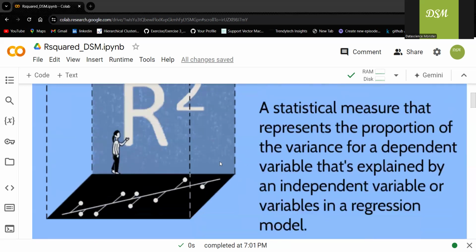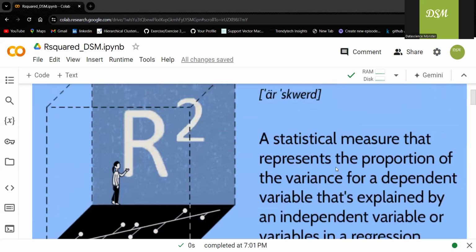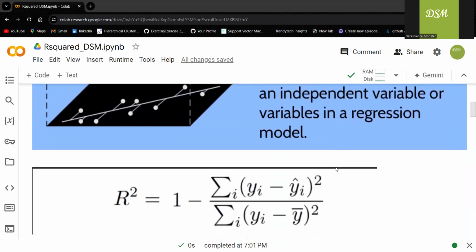Now you may be asking, can you please show me the definition? Nobody wants your definition. They really want to know how much you have understood the concept. So if you want, you can take a screenshot of it.